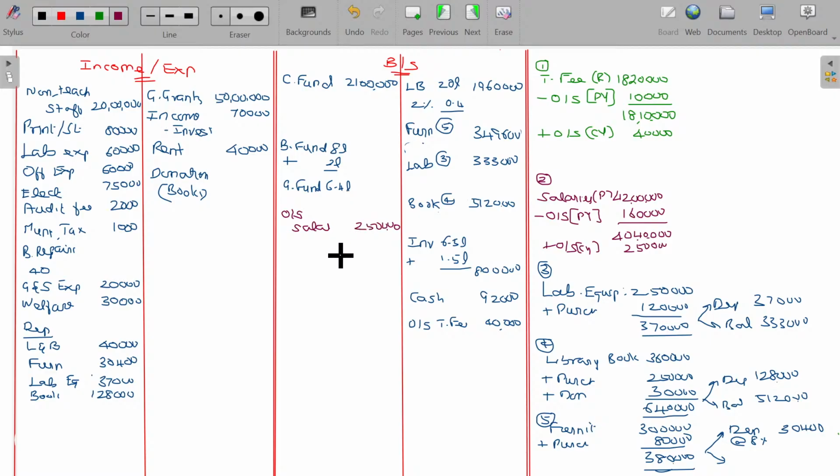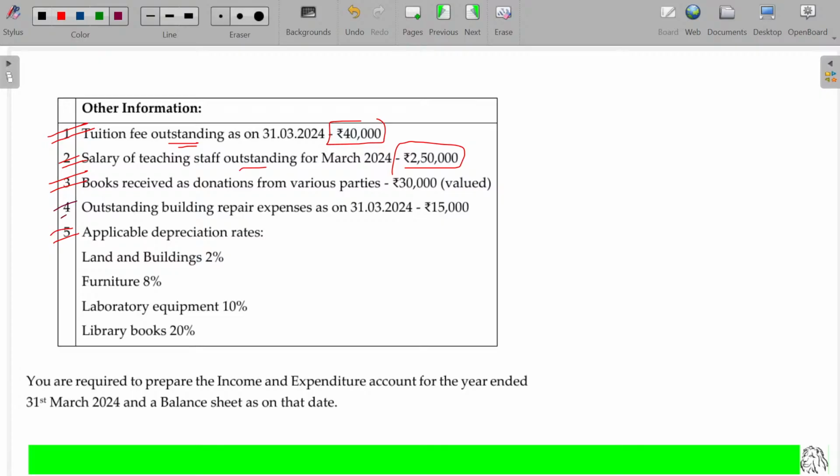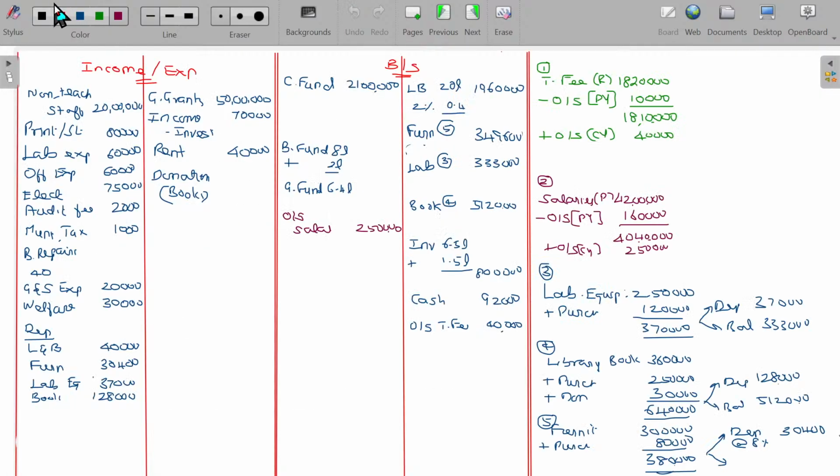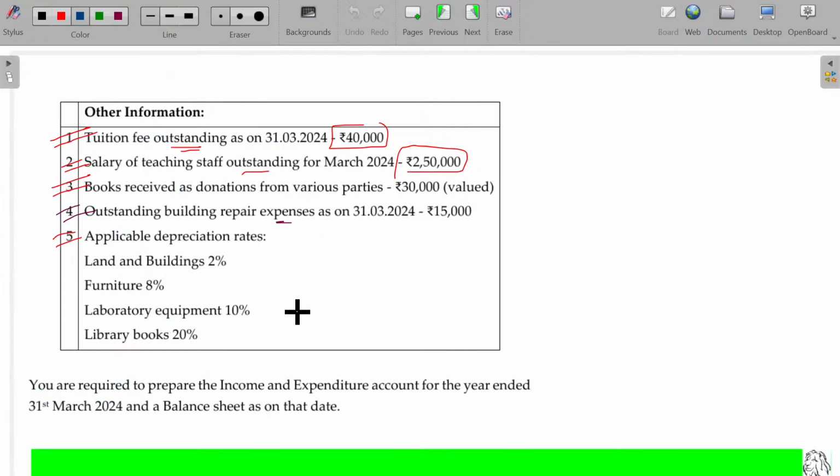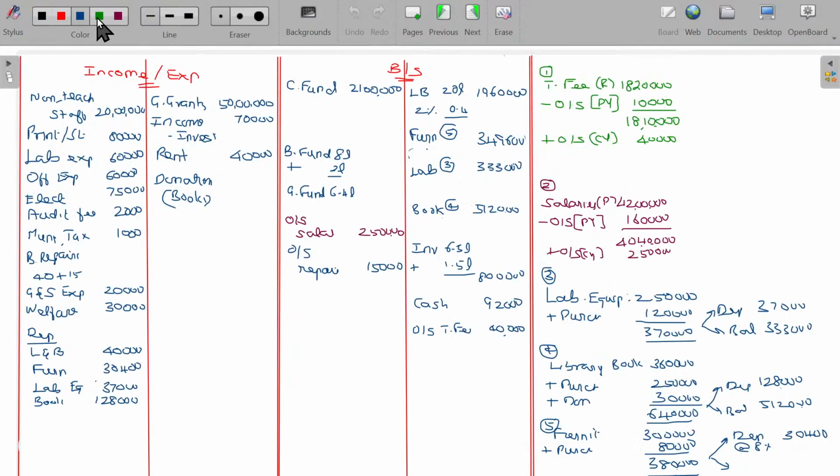Now, outstanding building repair expenses being 15,000. Current year outstanding. Building repair expenses 40,000. What is outstanding here? 15,000. I can add here. And outstanding building repairs 15,000 here. I have posted all these values. Nothing left over, so I have to close the adjustments.